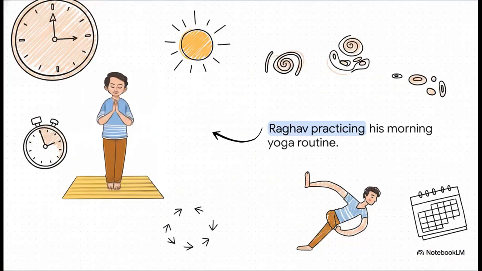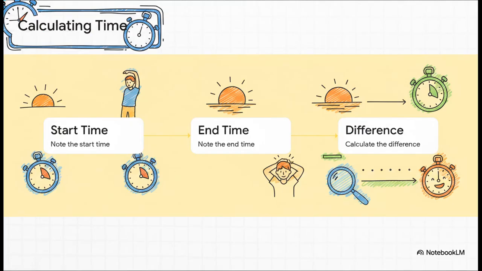Okay, so take Raghav here, starting his morning yoga routine. This is a perfect, everyday example of a situation where we actually need to measure elapsed time. If we want to know how long he spent on the mat, maybe to see if he's improving his stamina, we need a solid, reliable method to track it. And the chapter breaks this down perfectly into a foolproof 3-step formula. First, you note the exact start time. Second, you note the exact end time. And finally, you just calculate the mathematical difference between the two.